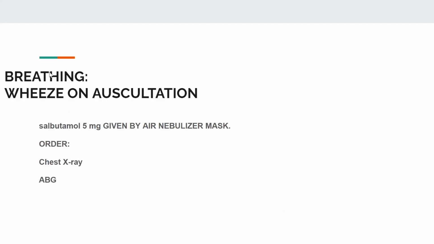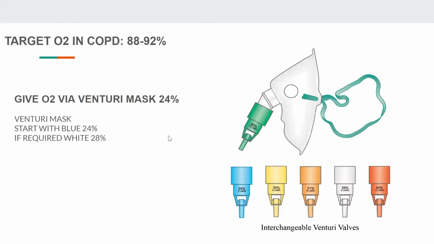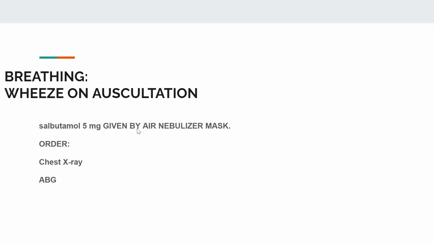Okay, so let's move ahead. On the breathing part, when you do the palpation, inspection, percussion, and then auscultate, if you notice there is wheeze, what will you do? You will change the venturi mask to the nebulizer mask, and then you will give salbutamol 5 mg by air. It's very important to keep in mind that in asthma, we give salbutamol by oxygen, but in the case of COPD, we give salbutamol by air.